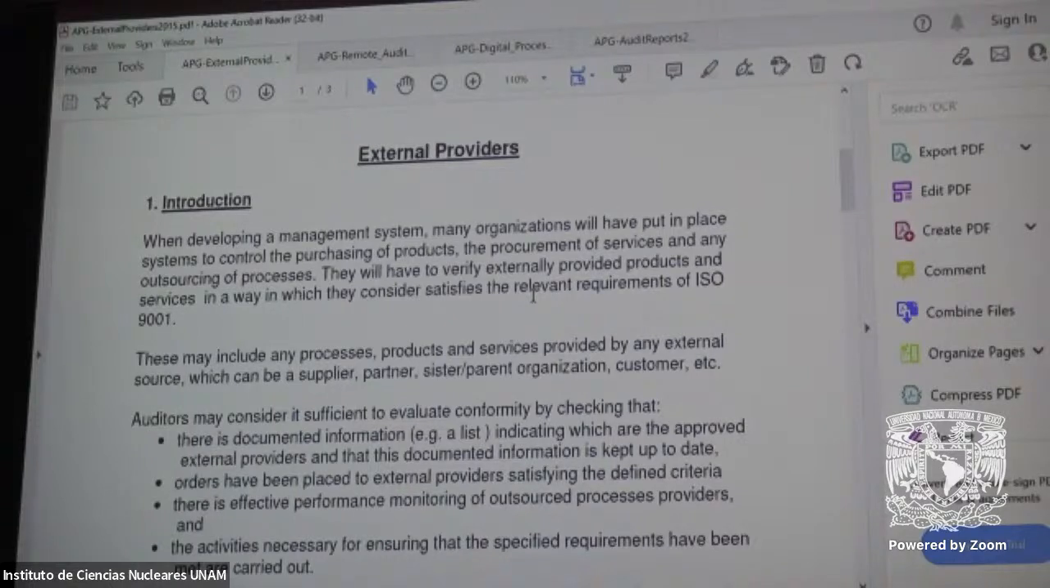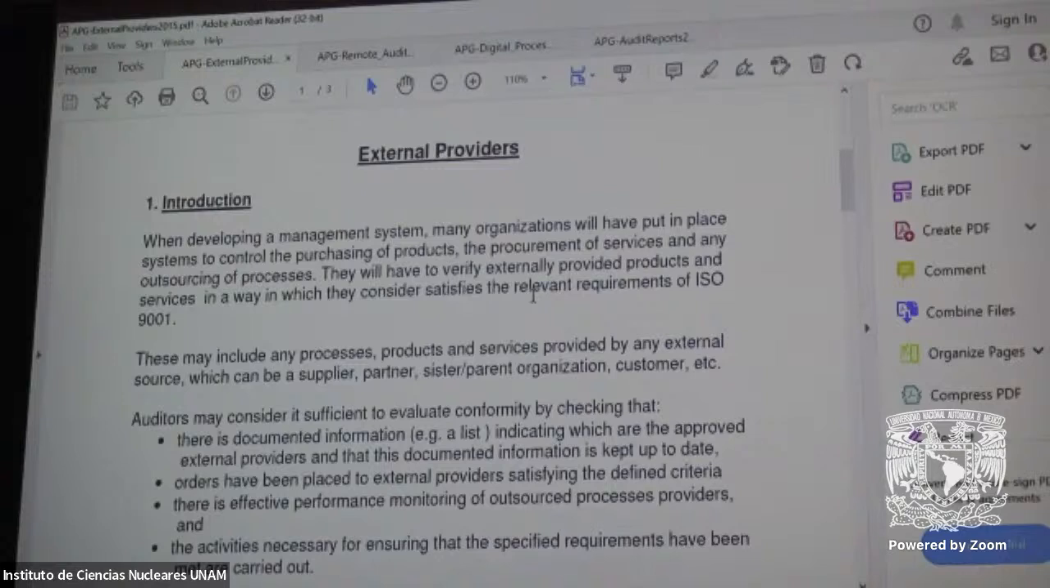What about outsourced processes? We no longer in Annex SL talk about outsourced processes because this term was beginning to be too confusing. So in the 2021 revision of Annex SL, we talked just about external providers. The inference is the same. What is an outsourced process? It's where you as an organization have a process that's critical to your management system, and you have allowed a different organization to run that process for you.